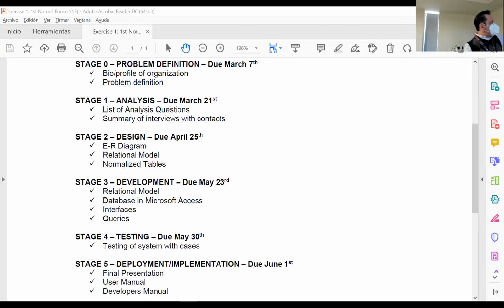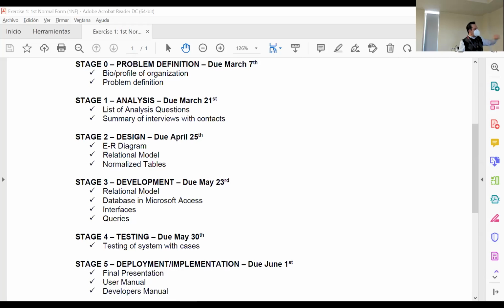Then by the time we get to stage three, or before we get to stage three, we're already going to be doing lab exercises with Microsoft Access. So you're already going to know how to implement the database in Microsoft Access, how to do queries, how to do forms, how to do all the interactions. So by May 23rd, you should already have your database for your problem implemented in Microsoft Access.